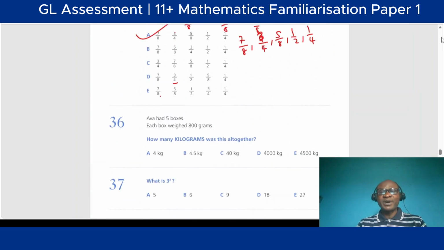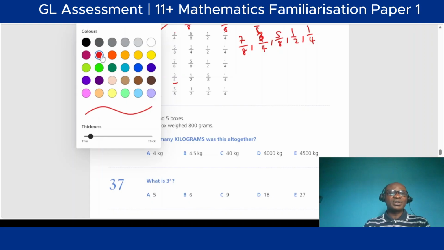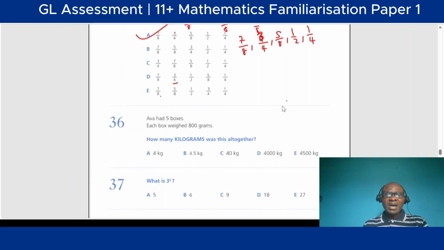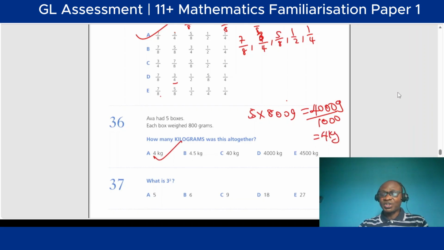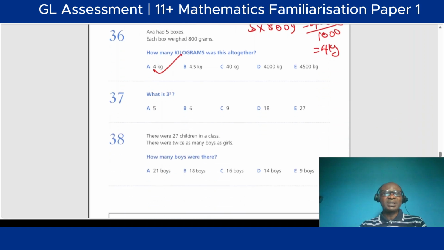Number 36. Ava had 5 boxes. Each box weighs 800 grams. How many kilograms was this altogether? Since there are 5 boxes and each one weighs 800 grams, we multiply to get 4,000 grams. This can be converted to kilograms by dividing by 1,000, and that will give us 4 kg. Option A is correct. Let's go to question number 37.